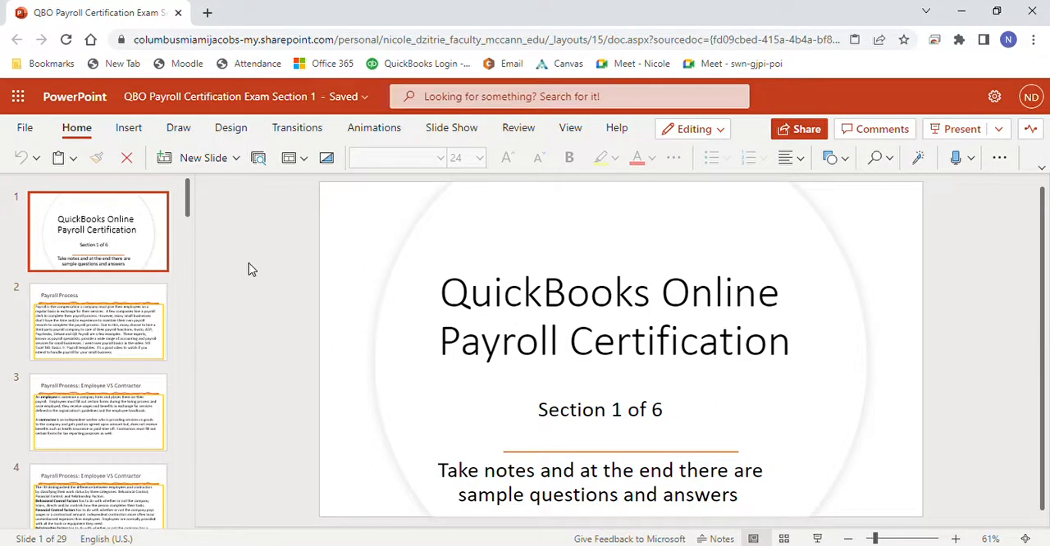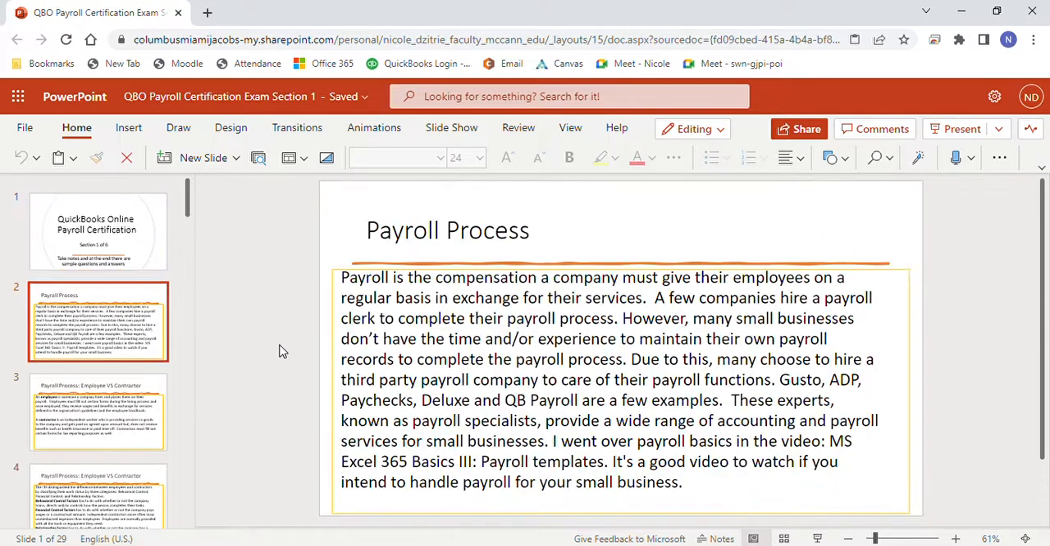Okay, so this is section 1 of 6 of the QuickBooks Online payroll certification. And I think I'll be able to get the payroll certification done fairly quickly because one, I don't need to get into QBO and show you anything like I did with the ProAdvisor, because this is based really off of the IRS website and that type of information.